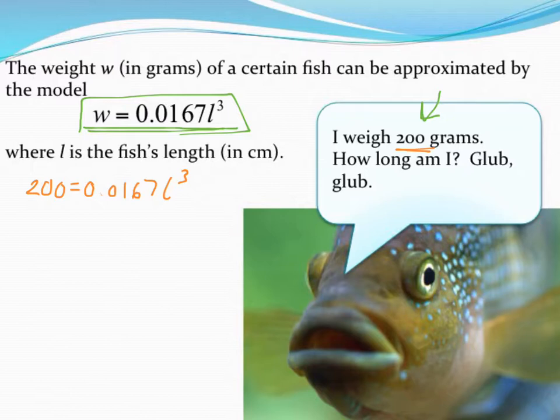So I've gone ahead and already plugged in 200. Notice that 200 is the weight of the fish, so I've plugged the 200 in for W. So that's why I have an equation to solve. I can't just plug in a number and work this out. I have to actually solve this. So here's the equation I want to work with.